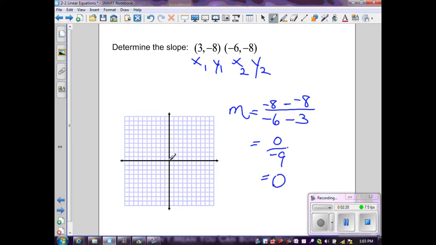So here I have 3, 1, 2, 3, negative 8, 1, 2, 3, 4, 5, 6, 7, 8. And we have negative 6, negative 8. 6, negative 6, and down 8. And that generates a horizontal line. A vertical line has a slope that's undefined. A horizontal line has a slope that is 0.